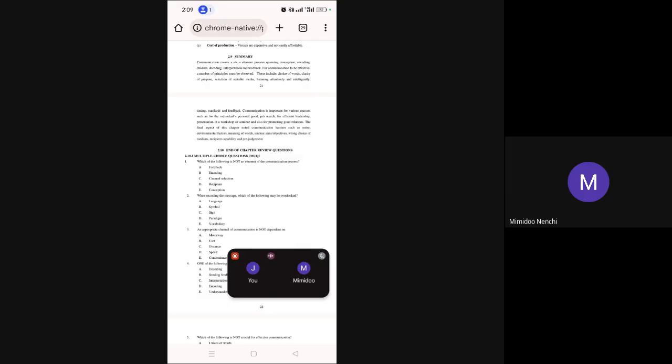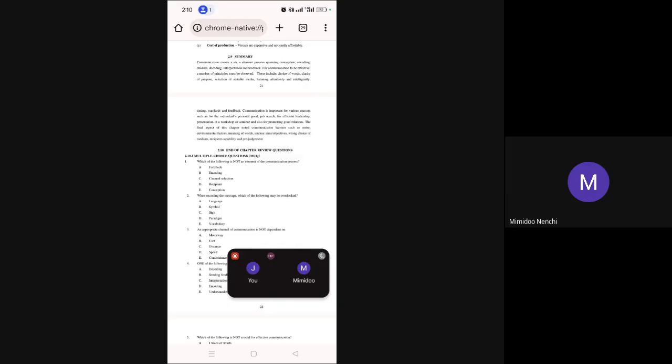Oh yeah, you need the answer. Recipient. That would be recipient. Recipient is not part of the elements. Let's assume it is decoding we will have.